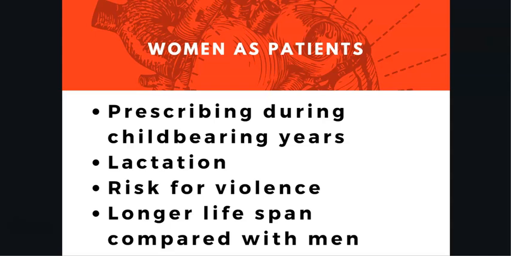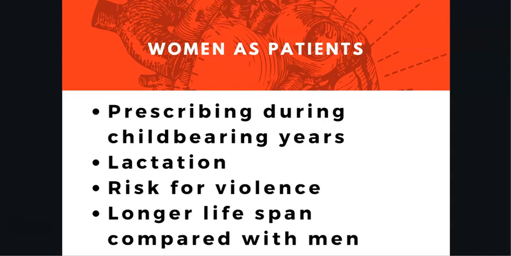So when you're prescribing to women, you are prescribing during their childbearing years. So you always want to be aware if there's a possibility they're pregnant. Once they've hit menopause, you don't have that to worry about. But anybody who's within childbearing years that has not been sterilized, you always want to know what's your last menstrual period. You don't want to prescribe a drug not knowing if that patient is pregnant or not. You always need to know that. Lactation requires careful prescribing.